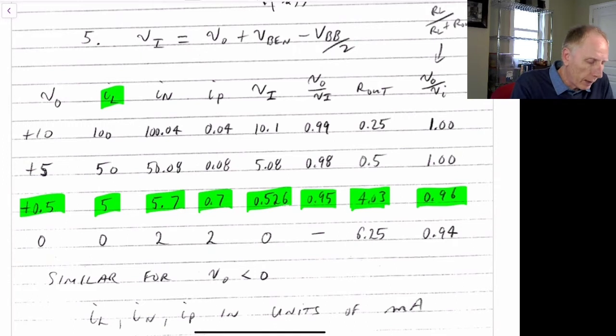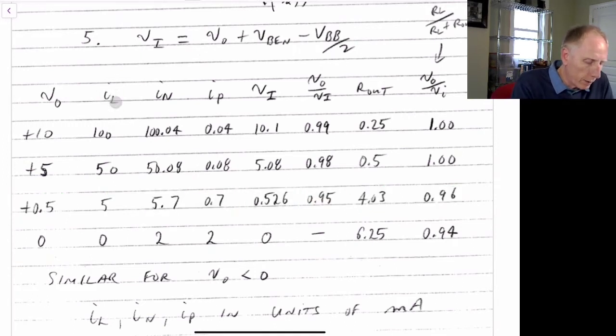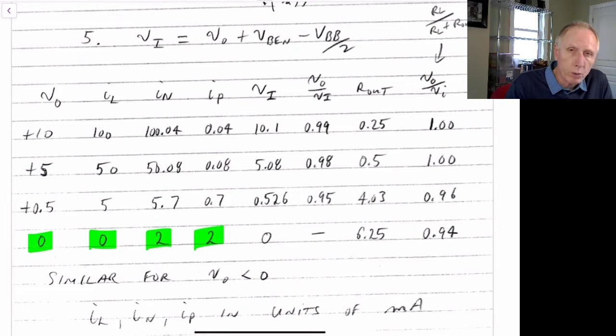And finally, we can do the last case when the output is equal to 0 volts. I sub L is 0. I sub N equals 2 milliamps, which is the quiescent current. I sub P is 2 milliamps, which is the quiescent current. The input voltage will be 0. There's no point in looking at Vout over VI; 0 over 0 is undefined. And the output impedance is the largest in this case, so it's 6.25 ohms. And so the small signal gain is 0.96.